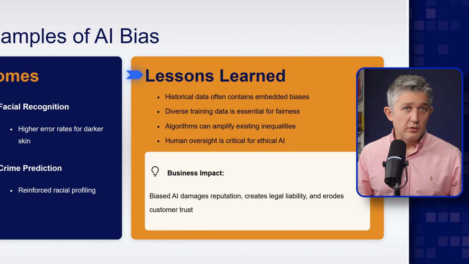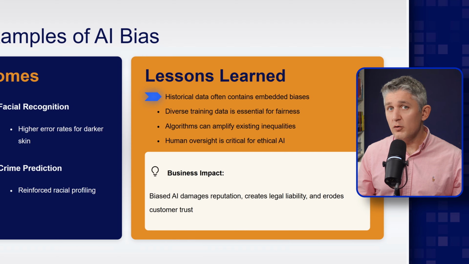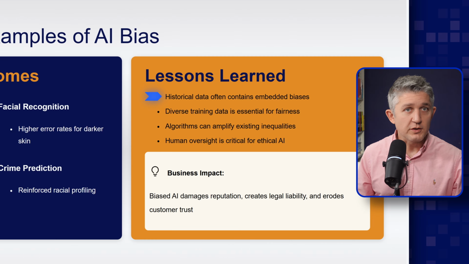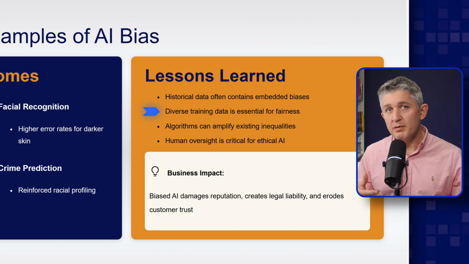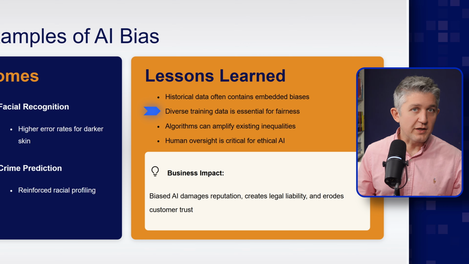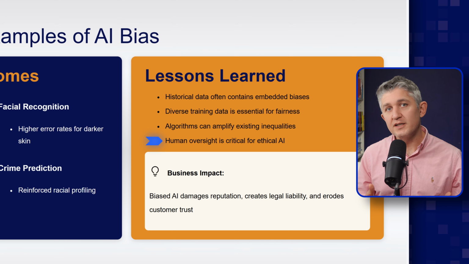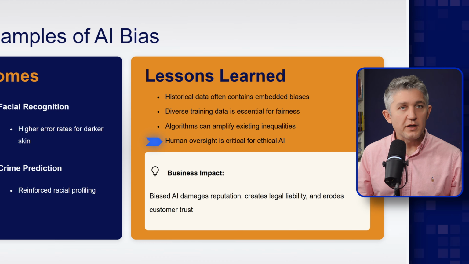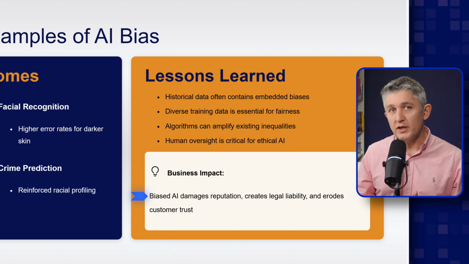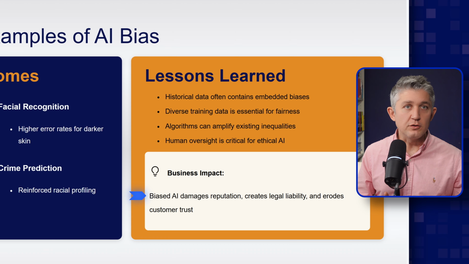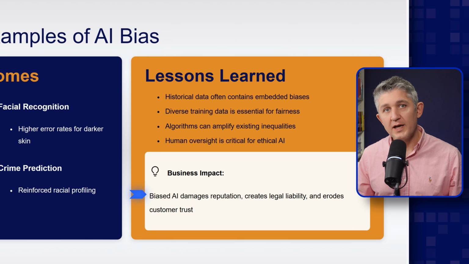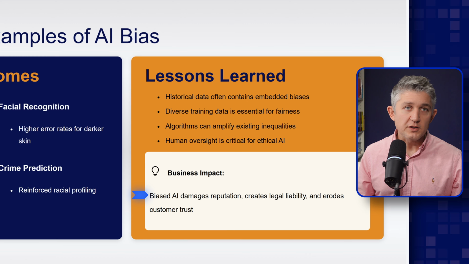So what lessons can be learned here? Historical data is often biased. Algorithms can amplify the inequalities collected from the historical data. You will need explicit fairness goals, diverse training data, and human oversight at every stage of the training model. The business impact could be reputation damage, regulatory and legal risk, loss of customer trust and talent. Prevention is often cheaper than remediation.